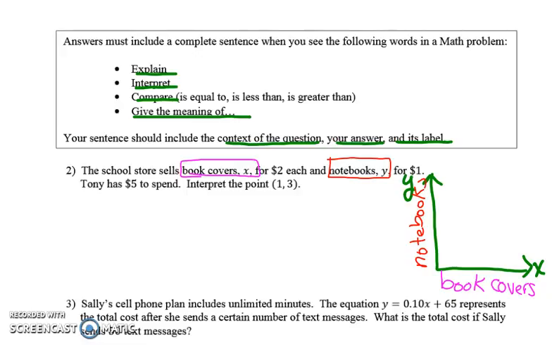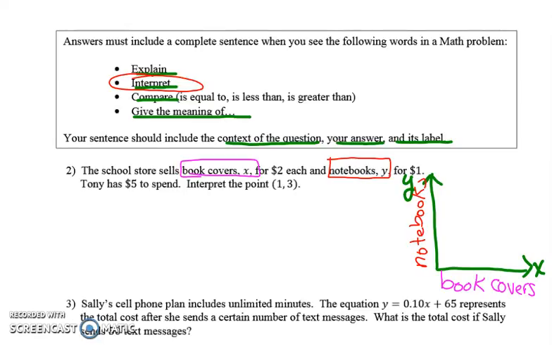Okay. So the school store sells book covers X for $2 each and notebooks Y for $1. Tony has $5 to spend. Interpret the point. Ooh, there's that word right there. Whenever we see the following words in math, we need a sentence that will include the context of the question, your answer, and its labels. Well, we kind of already did its labels over here on this graph. That's kind of cool.